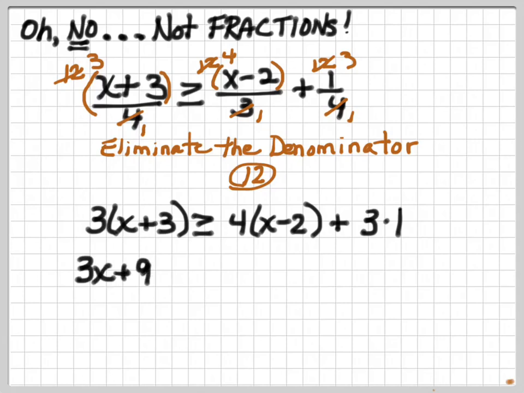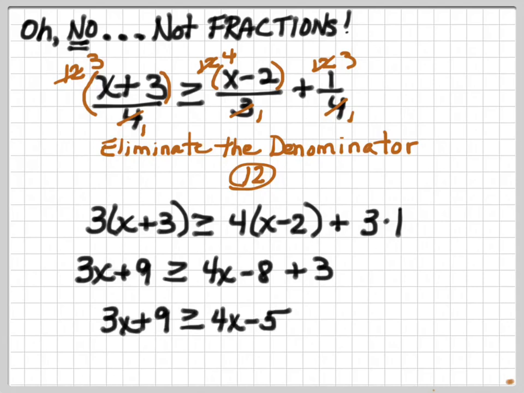So when I distribute the 3, I have 3x plus 9 is greater than or equal to 4x minus 8 plus 3. I'm going to clean this up. I have 3x plus 9 is greater than or equal to 4x minus 5 because I put together the negative 8 and the positive 3. And now I have 9 is greater than or equal to x minus 5, or 14 is greater than or equal to x. I need to change that the other way around because I need the x to come first.